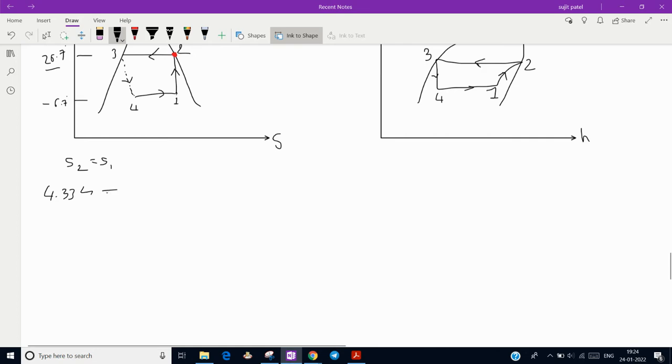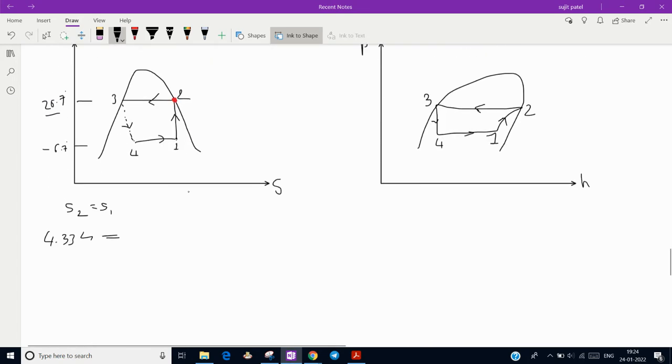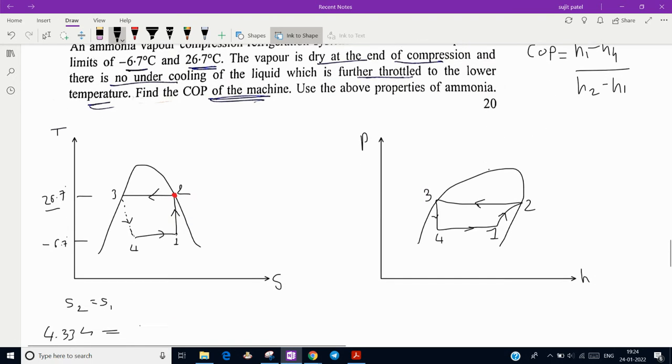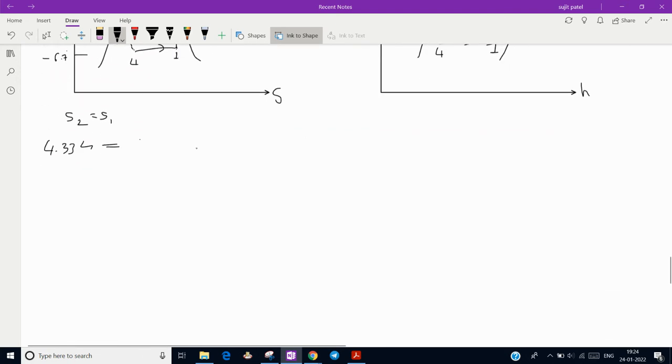4.334 is equal to S1. S1 is what? Entropy, it is given as S at minus 6.7 degrees Celsius, SF plus X into SFG, or you can say that SFG is SG minus SF. So we can write it from this table. I'm directly writing the values over here. That is SF, that is minus 0.113, plus X times 4 point something. You can refer to the table in the question paper given. So I'm not scrolling up and down frequently. So here if you solve, then you can find out the dryness fraction is equal to 0.92.